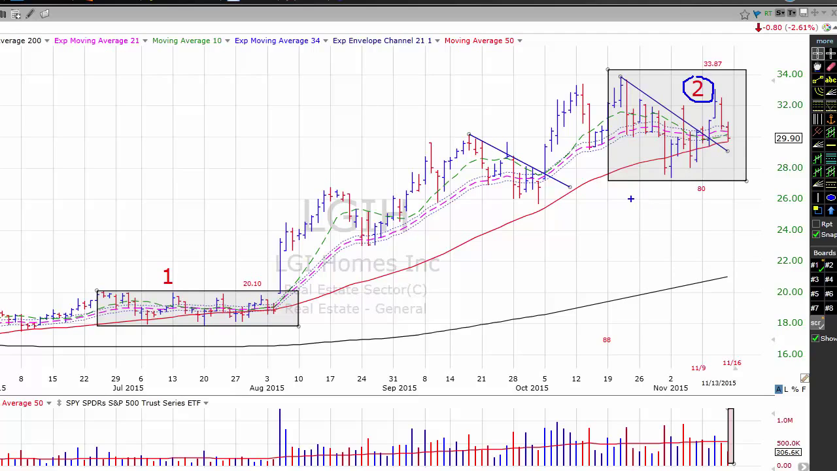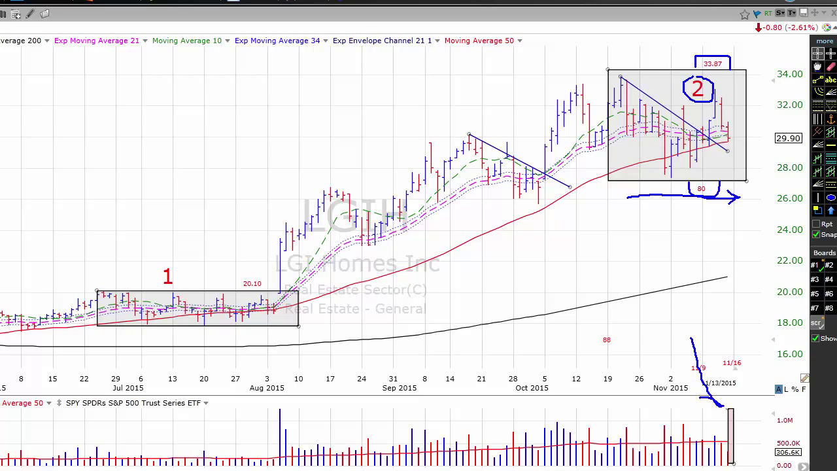It's not a flat base yet because we haven't had enough time to develop a flat base. A flat base takes a minimum of 5 weeks to develop. A square box base is a less conservative entry. Note that LGI gets an 80% checklist rating. We have a pivot point of $33.87 right now.